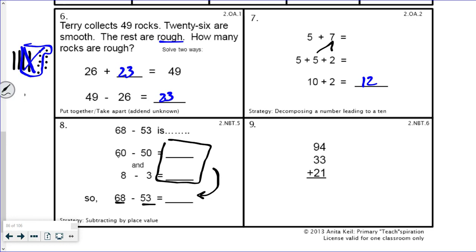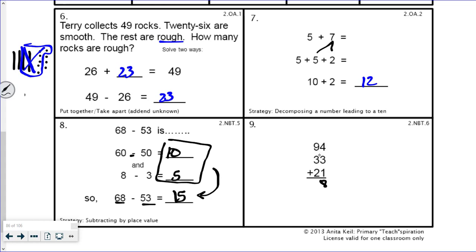All right, talked you through this one. 60 minus 50 is going to be 10. And then 8 minus 3 is going to be 5. And then I told you to put these together to get your answer. So 15. And then our last part, let's see. We're going to add our ones. So 7, we've got 8.